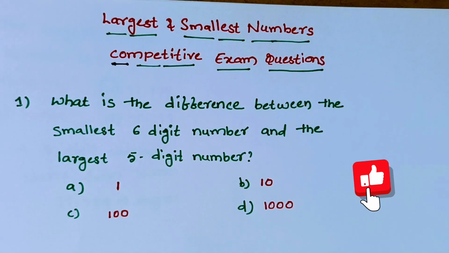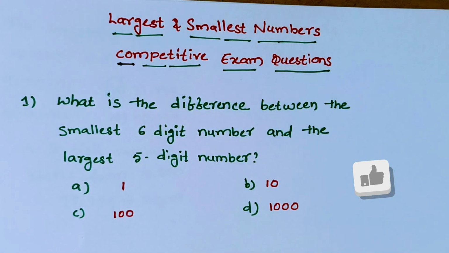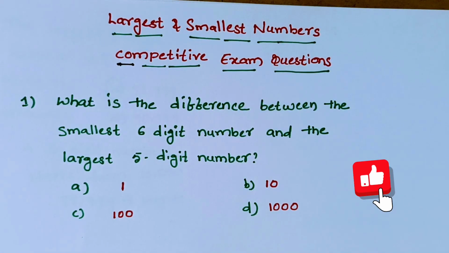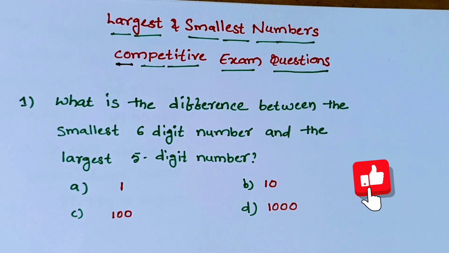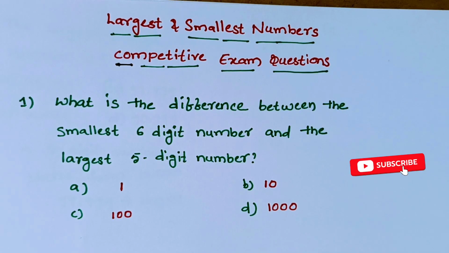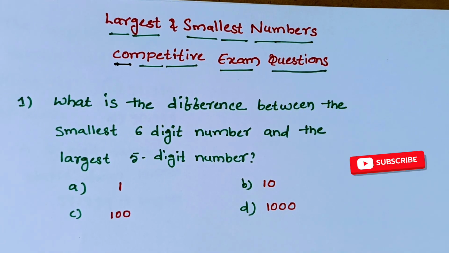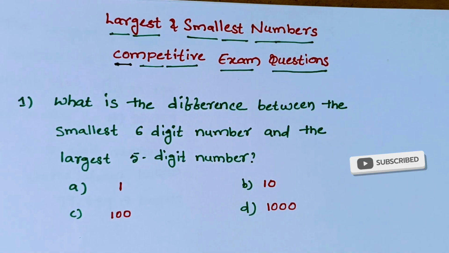First question, what is the difference between the smallest 6-digit number and the largest 5-digit number? Options: 1, 10, 100, 1000. Pause the video and select the answer.